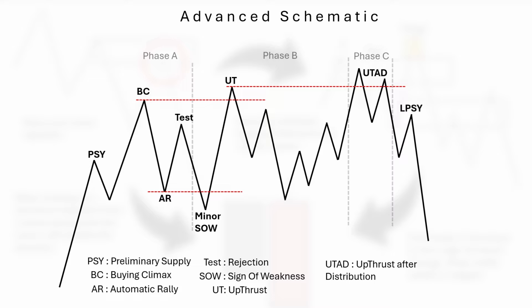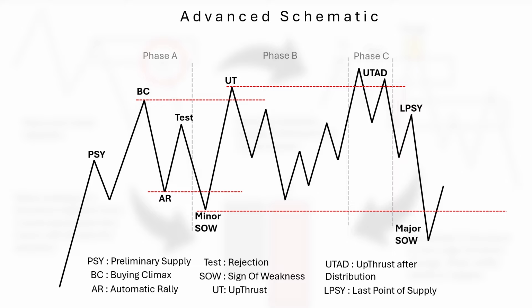This would be your last point of supply, which is really similar to your RTO, but price returning back. So any pullback from here would be your last point of supply. And now the price broke your minor sign of weakness. This would now be your major sign of weakness. Now that we're past the intent, this is an actual confirmation that the character is changing.